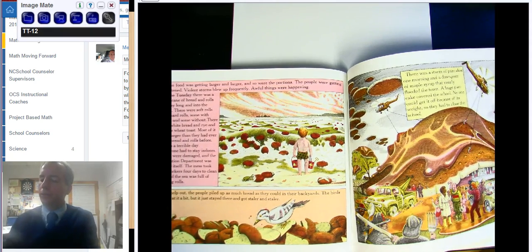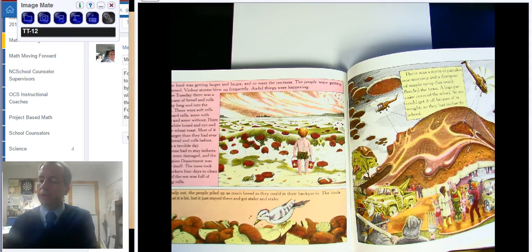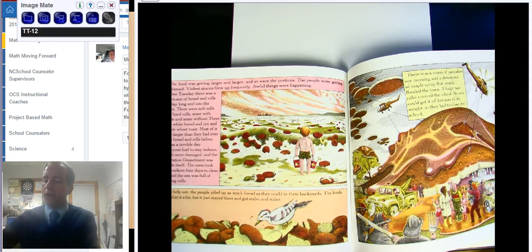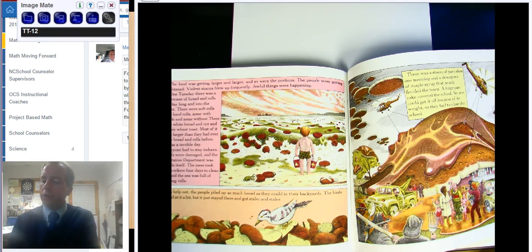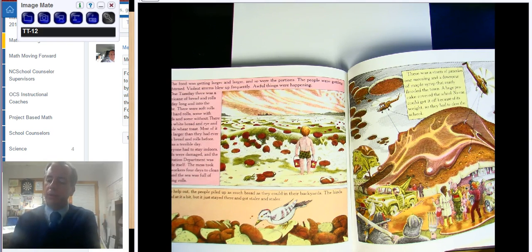Violent storms blew up frequently. Awful things were happening. One Tuesday there was a hurricane of bread and rolls all day long and into the night. There were soft rolls and hard rolls, some with seeds and some without. There was white bread and rye and whole wheat toast. Most of it was larger than they had ever seen bread and rolls be before. It was a terrible day. Everyone had to stay indoors. Roofs were damaged and the sanitation department was beside itself. The mess took the workers 4 days to clean up, and the sea was full of floating rolls.